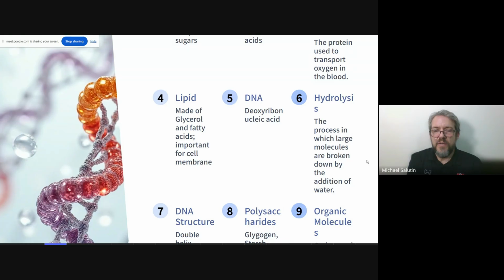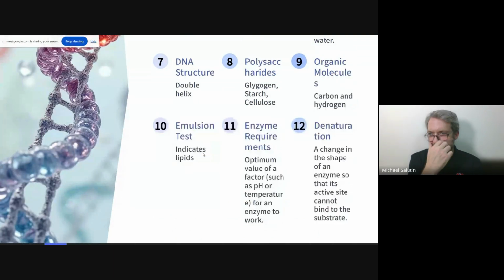Okay, moving on. One of the tests we did in the lab for lipids is called the emulsion test. That's the test where we put oil together with water and alcohol, and we ended up with two layers: one separate layer of oil on top of the layer of water. That's due to the hydrophobic nature of lipids. It indicates that lipids are present.